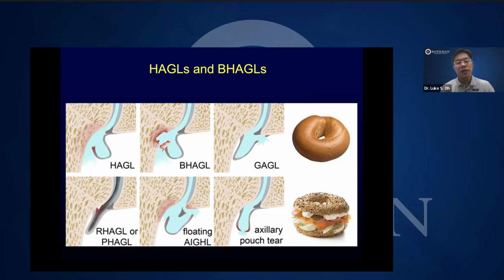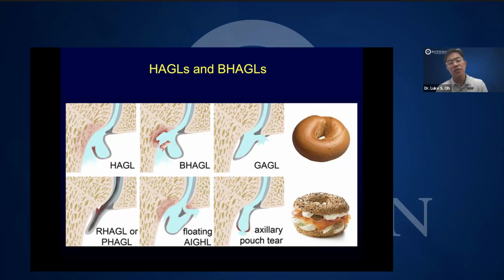You can have a GAGL, which means that the labrum is intact, but the inferior glenohumeral ligament in isolation has been torn from the glenoid side, glenoid avulsion of glenohumeral ligaments. You can have a RHAGL or a reverse HAGL. And you can have a floating AGL. These are very rare situations where you can have a tear of the inferior glenohumeral ligament on both sides, both the humeral side and the glenoid side. That usually is associated with an extremely high mechanism of injury. Axillary pouch tears can also happen as well, where the attachment on the bone is intact, but the inferior glenohumeral ligament is torn.